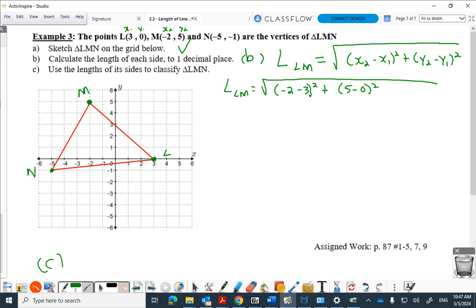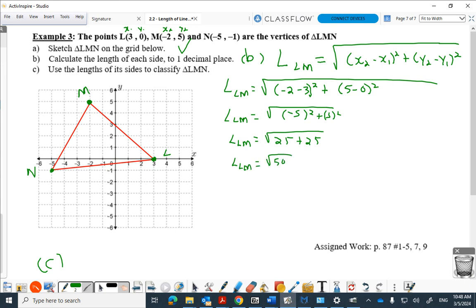Negative 2 minus 3 is negative 5, yeah. 5 minus 0 is 5, yeah. I think it's right. Length of LM equals square root of negative 5 squared plus 5 squared. I get LM is the square root of 25 plus 25, which is square root 50.